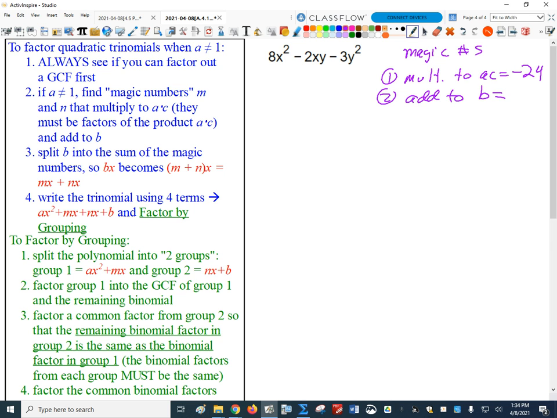They multiply to negative 24, and they have to add to what? B, which is negative 2. Okay, so what 2 numbers do that? What 2 numbers multiply to negative 24 and add to negative 2? We'll call them M and N. We know they got to be opposite signs. The negative's got to be a little bit bigger, right? Because they add to a negative. So what do you get?